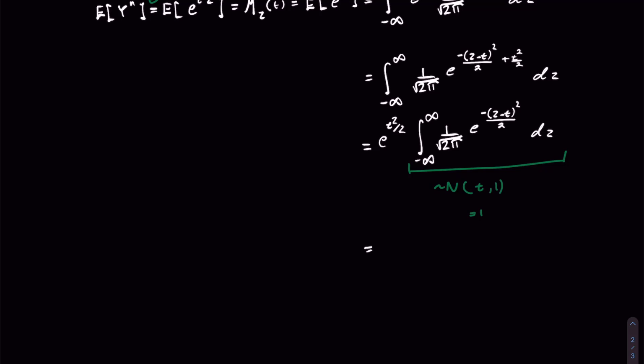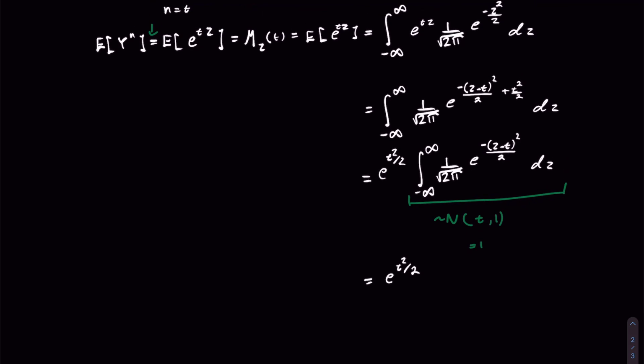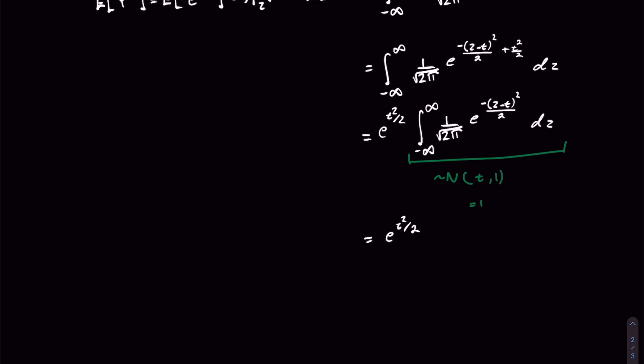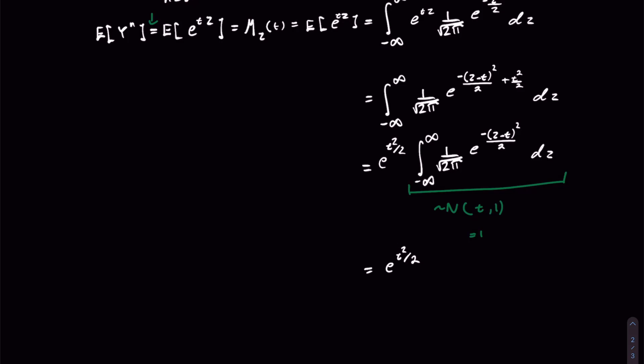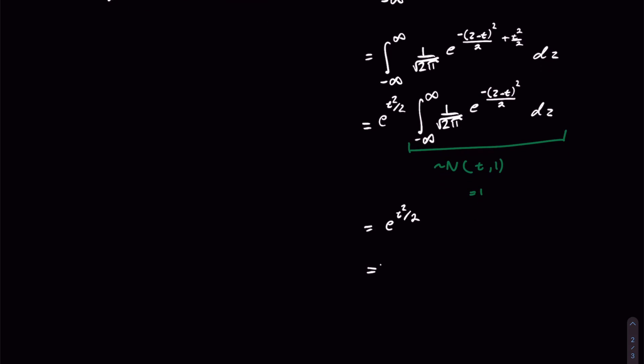the expression e to the t squared divided by 2. But we just said that because we want the first moment, n is 1, so t should be 1. So just going to say by implication, when t is equal to 1, this first moment evaluates to e to the half. And that is the second way of solving this problem.